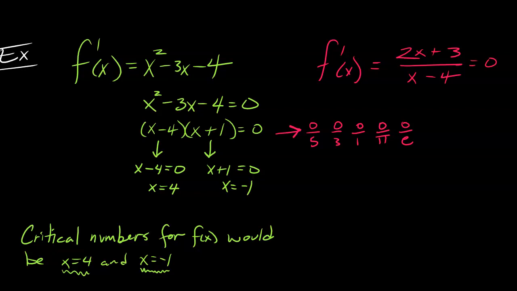Same answer you just gave down here. The only way you can have a rational expression equal to zero is if the top of the fraction is equal to zero. We actually don't care what happens to the bottom when we're looking for the derivative equal to zero. So if the top of the fraction is equal to zero, that's going to be a critical number because your answer would be zero.